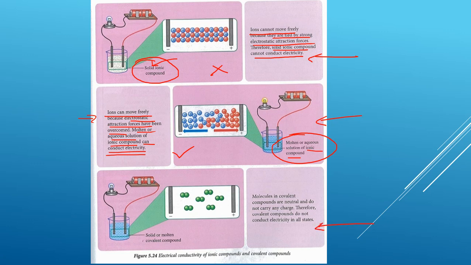And for the third one here, we have solid or molten covalent compound. The molecules in a covalent compound are neutral. They do not have ions. They do not carry any charges. So a covalent compound does not conduct electricity in all states. Whether it is solid or molten, it will not conduct electricity in all states, because molecules in covalent compounds are neutral. They have no ions, they do not carry any charges.